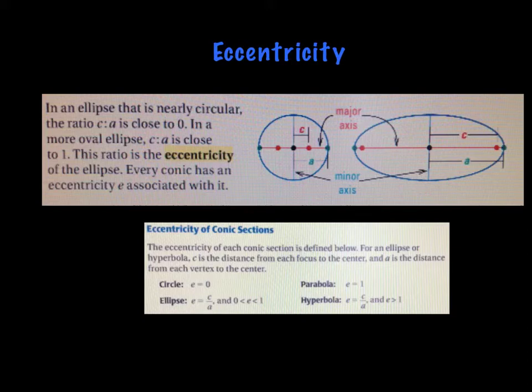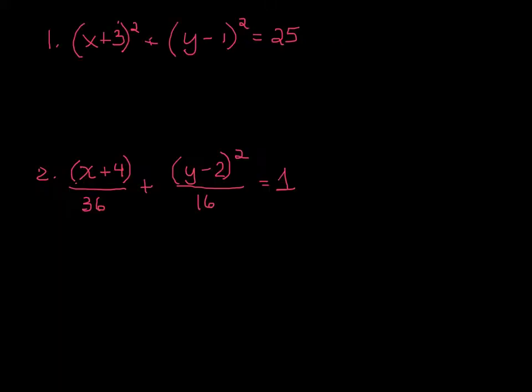So the eccentricity of a parabola is 1. The eccentricity of an ellipse is anywhere between 0 and 1, and then a hyperbola is greater than 1. So let's find the eccentricity of these two conics. And in the first one, I automatically know that my eccentricity is 0.